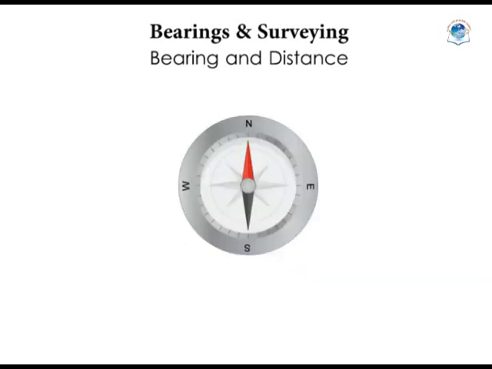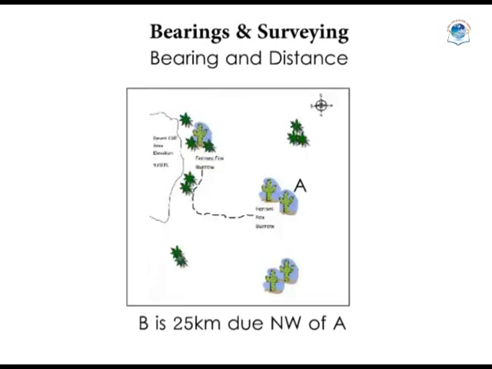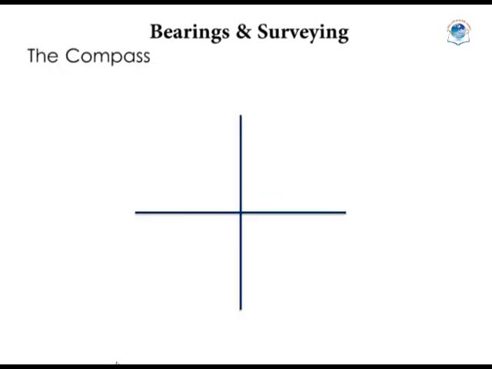The magnetic compass is used to indicate bearings in terms of the angle turned from another given point. So if you say B is 25 kilometers northwest of A, then your friend can easily locate B. We talk about direction in terms of 4 points: north, east, south, and west. We call this the 4 cardinal points.